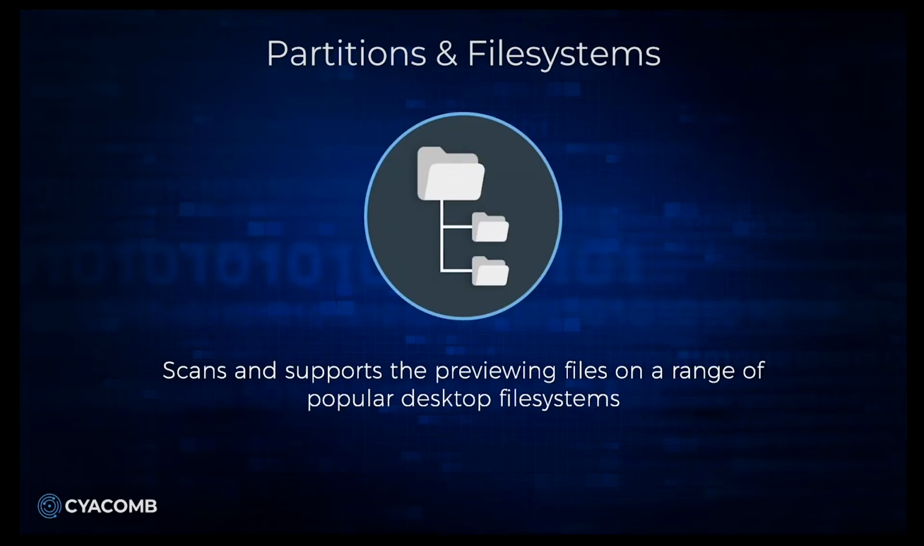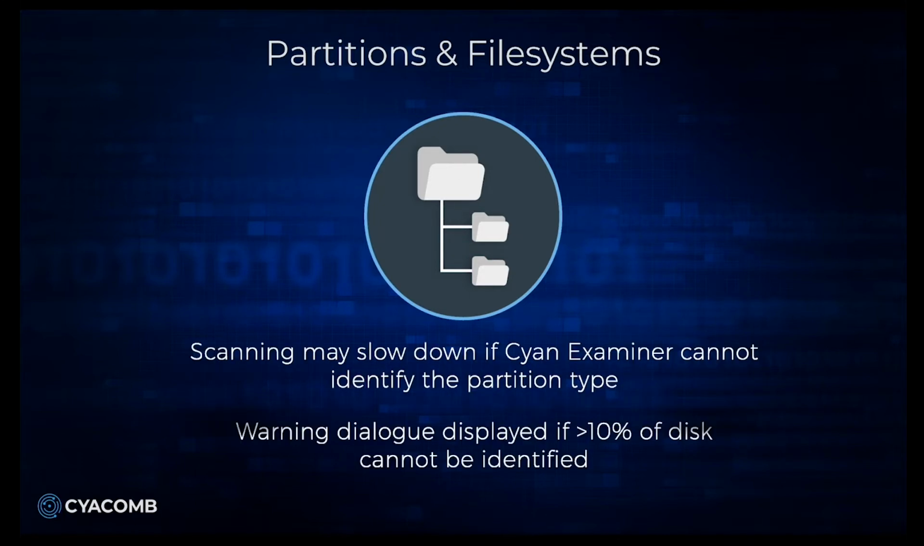When it comes to partitions and file systems, it scans and supports previewing files on a range of popular desktop file systems. However, where there's partitions in file systems, it may slow down if it cannot identify the partition type. What it's doing is it's scanning above its standard statistical sample to try and understand exactly how much of that is partitioned. If it can't identify greater than 10% of the disk, it will give a warning to that device.